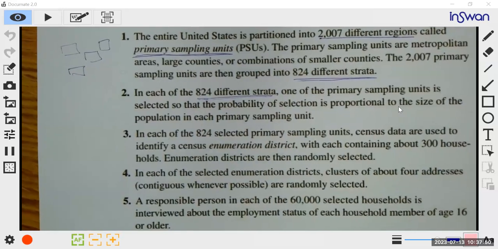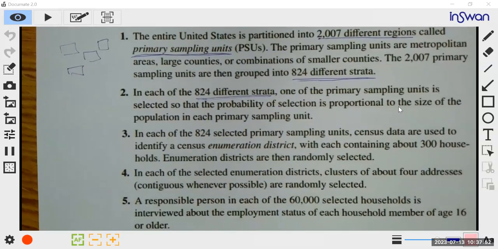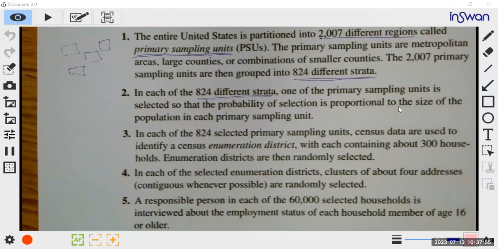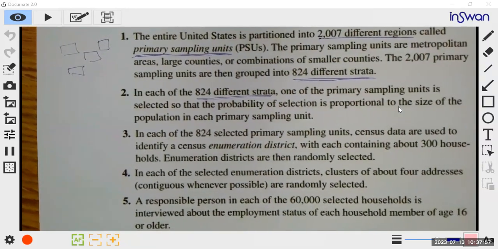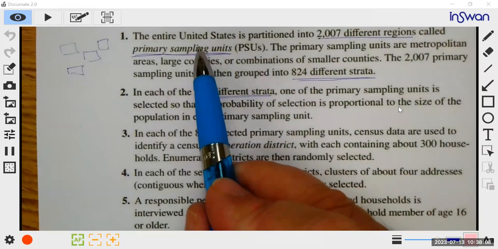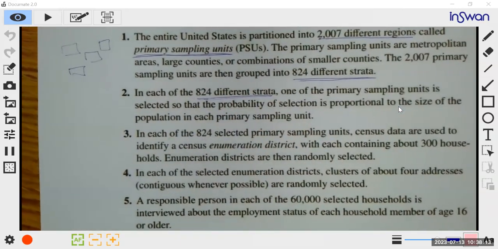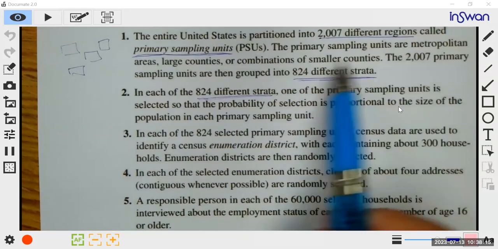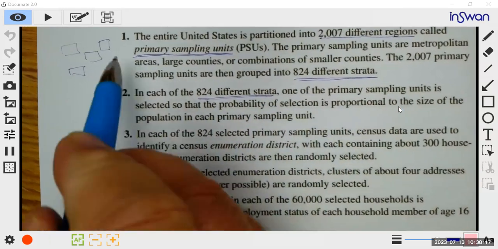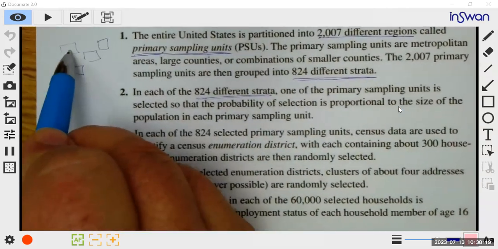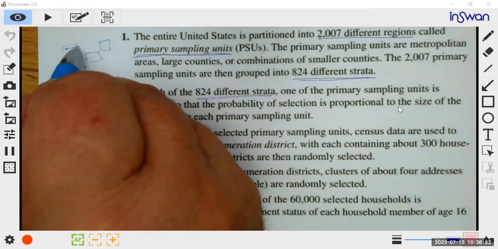Large cities or a combination of a bunch of small cities. They're not the same size. One could be super huge because think of central Texas or out in West Texas, where you have towns that are 100 miles apart and each town maybe has 30,000 people. So your primary sampling unit is all these areas that contain probably the same amount of people. Now, each one of those are grouped into individual strata. So inside each one of these, there are strata.